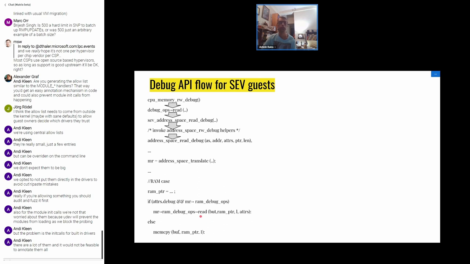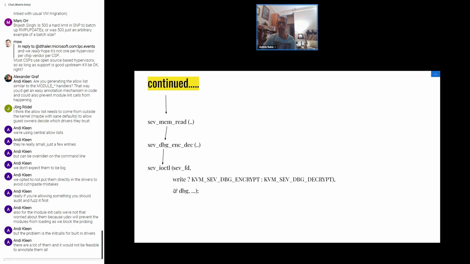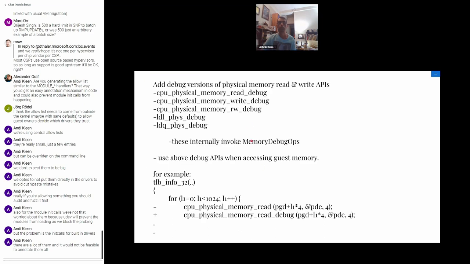In case of SEV, this would just map to, as we see in the next slide, basically an IOCTL going into the KVM side, which will use the SEV API I talked about earlier, debug encrypt or debug decrypt, to basically encrypt or decrypt the guest memory at that particular point. So these are just the virtual memory side of things.